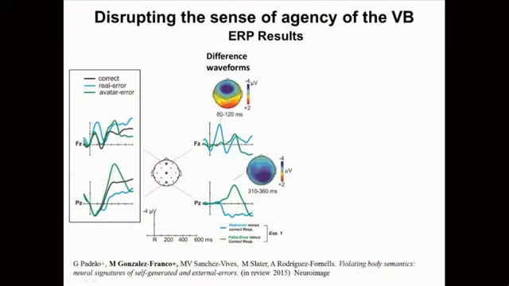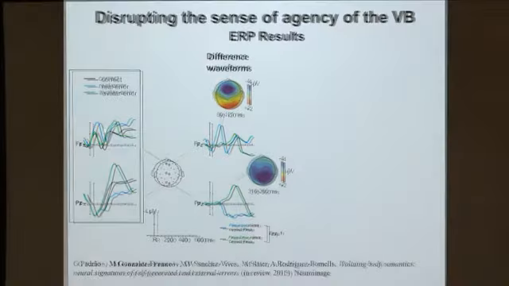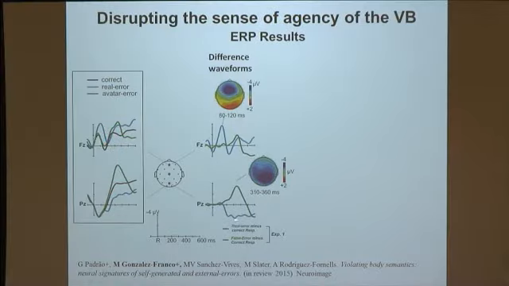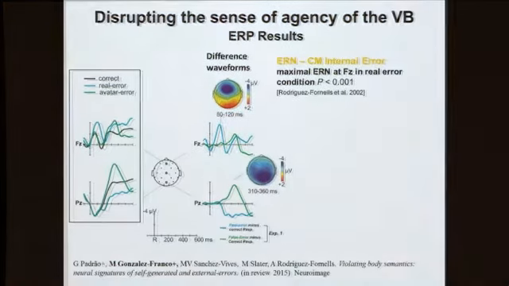So here we can see more clearly the difference waveform minus the correct. So it's real error minus the correct and external errors minus the correct. You can clearly see one is frontal, the other is parietal. Also temporally, they happen on different spans. And let's look at these two errors.